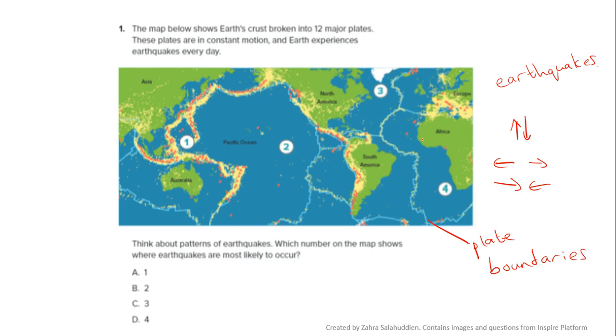The question is asking you to look at this picture and say, where do you think most earthquakes will occur? Will they happen here at number 1, 2, 3, or 4? Well, most earthquakes happen at the plate boundary. So look for the number that is on the blue line, and that number is 1. So 1 is the place that most earthquakes will occur.